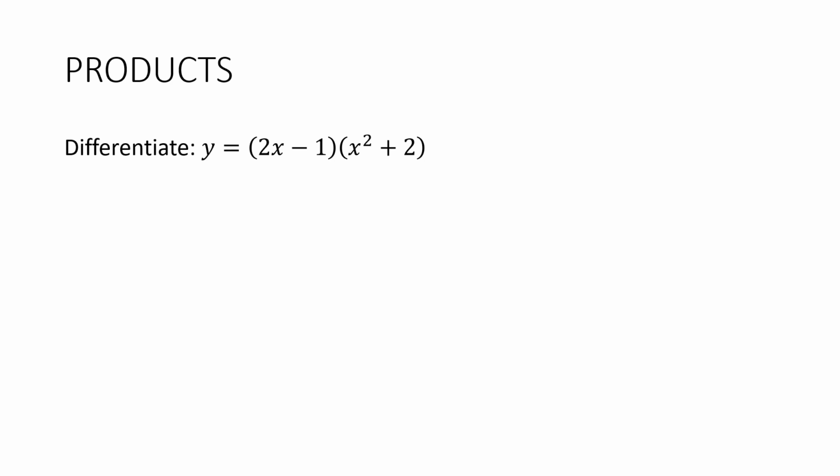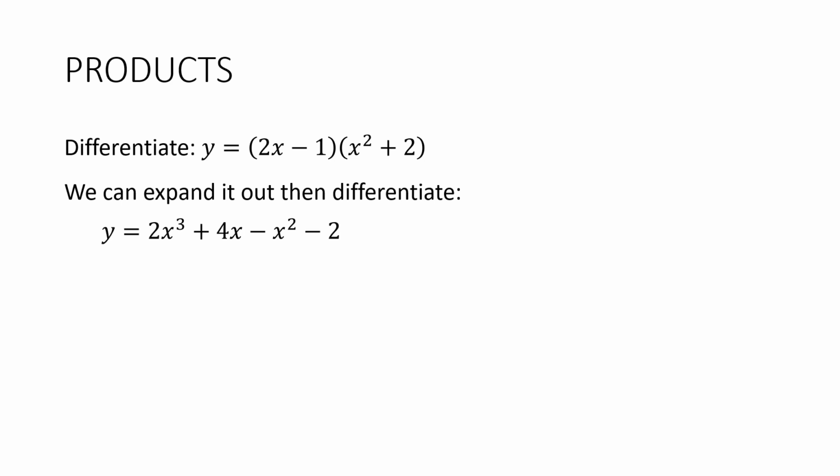Let's move on. So we talked about this last lesson. How do we differentiate y is equal to (2x minus 1) in brackets multiplied by (x squared plus 2)? Currently, our only option is to expand that out. We end up with y is equal to 2x cubed plus 4x minus x squared minus 2, and we differentiate term by term.